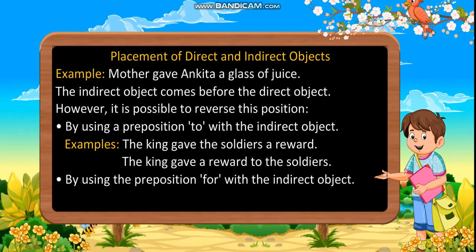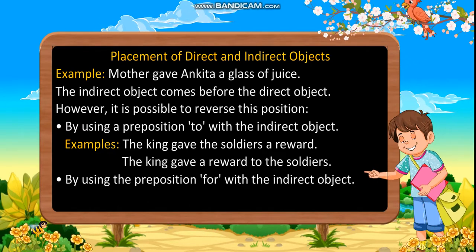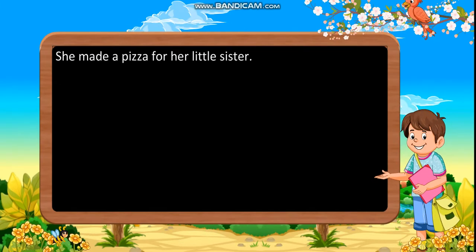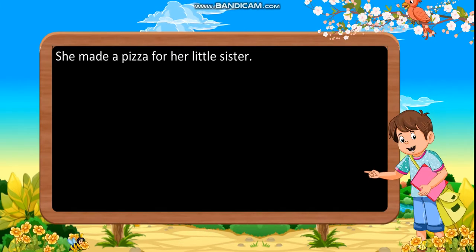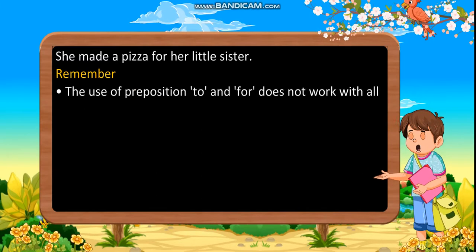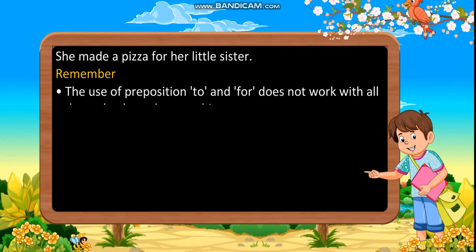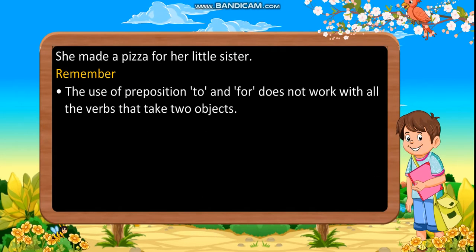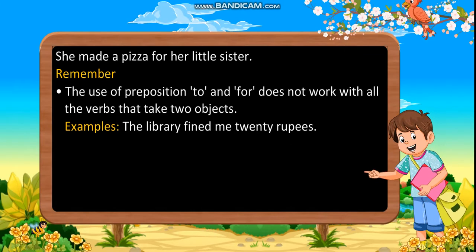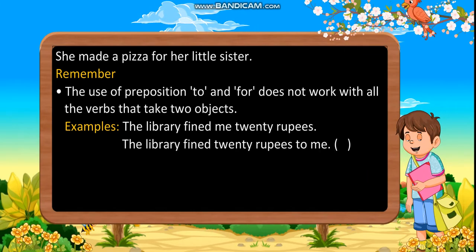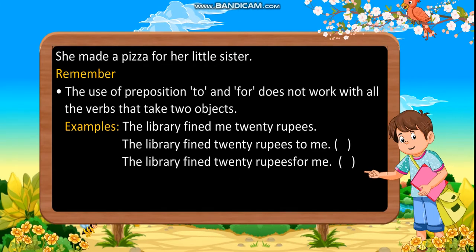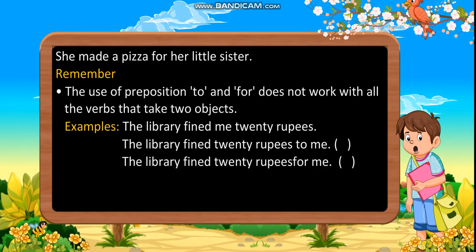By using the preposition for with the indirect object. Example: She made a pizza for her little sister. Remember, the use of the prepositions to and for does not work with all the verbs that take two objects. Examples: The library fined me 20 rupees. The library fined 20 rupees to me. Wrong. The library fined 20 rupees for me. Wrong.